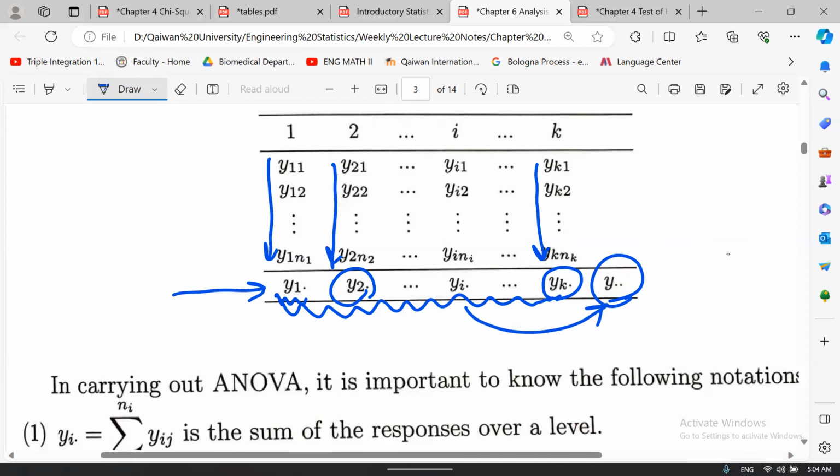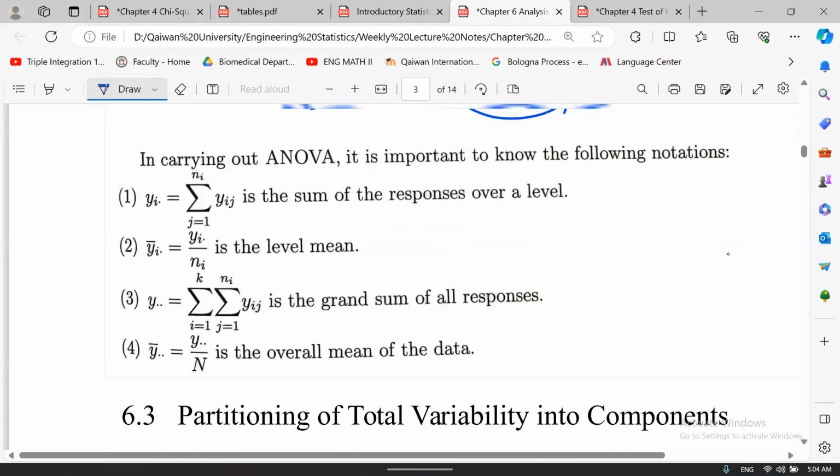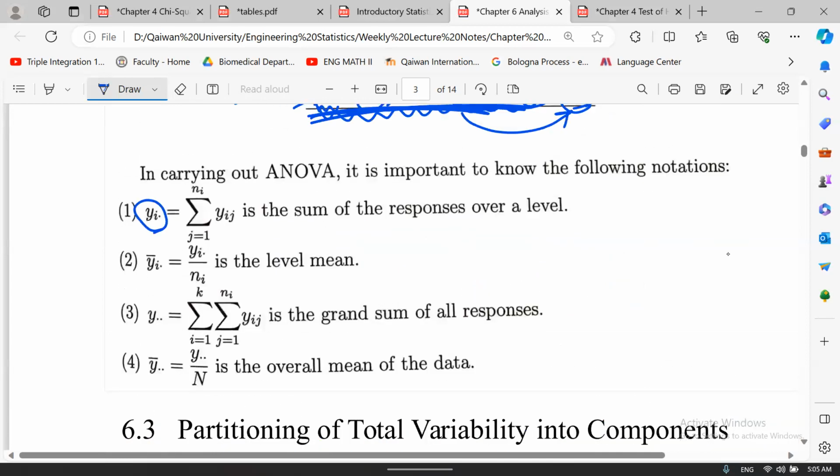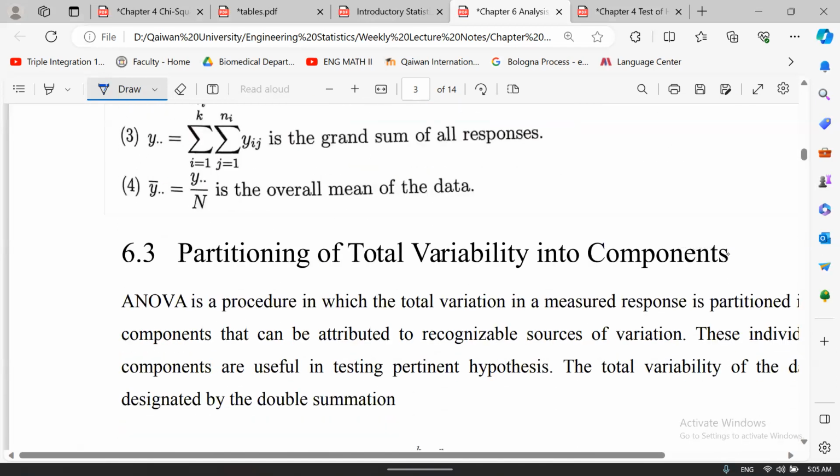Each of these is the sum of a column. If you just find the sum of these, you'll get Y double dot. That's it. Yi dot is what I talked about.